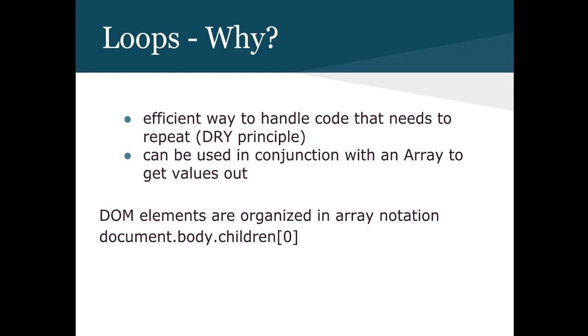These can be used in conjunction with arrays to get values out, and we'll talk about that. I mentioned before, document object elements are organized in array notation. That square bracket next to children is indicative of an index of an array. So document.body.children, square bracket 0, would get the first element within the body of whatever HTML page you are on.